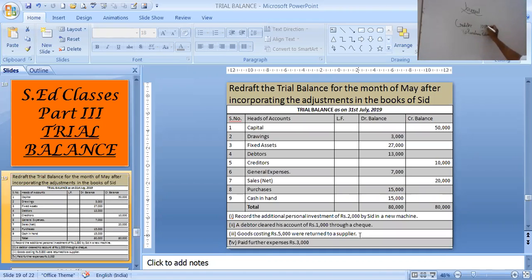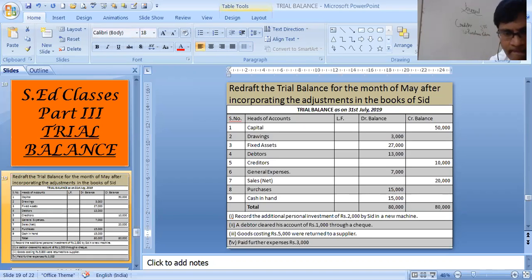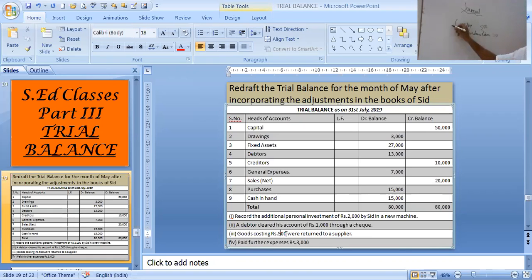How much is the price? Goods costing 5,000 returned to the supplier. It will be 500. 500 is reduced, so goods reduced by 500. Creditor is reduced by 500. I don't have to pay the creditor anymore.